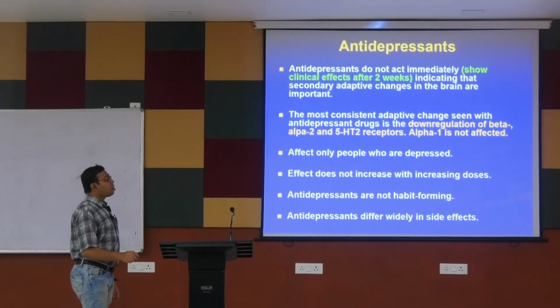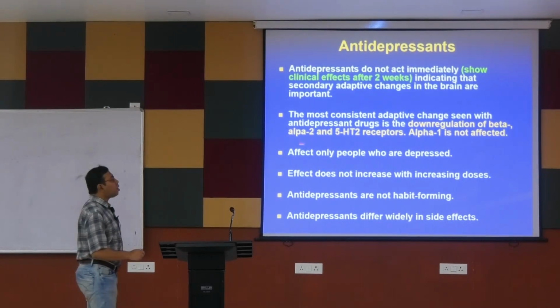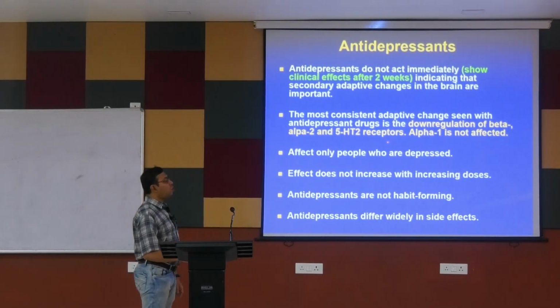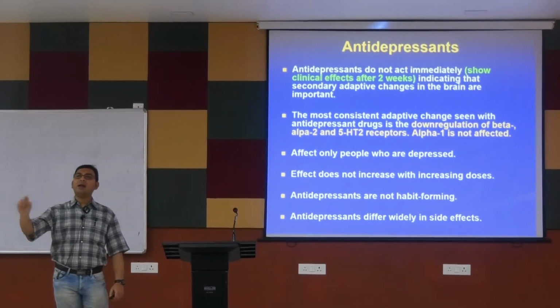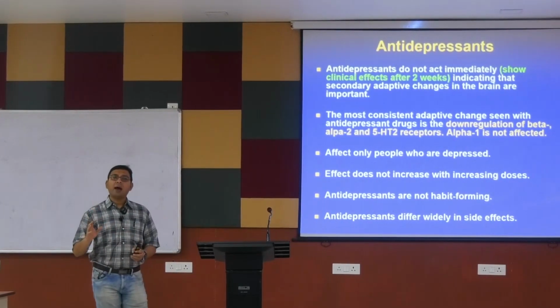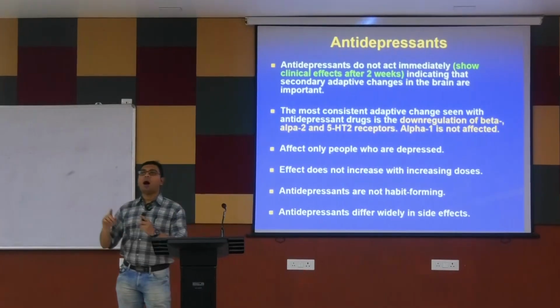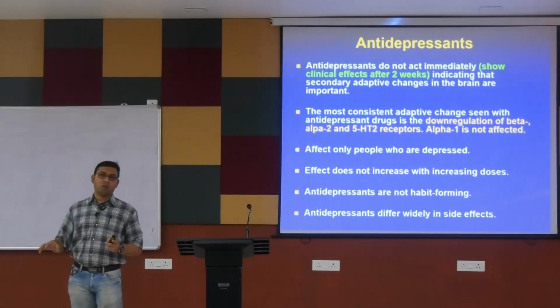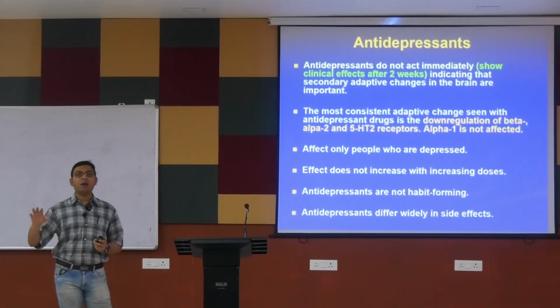The most consistent adaptive change seen with antidepressant drugs is the down regulation of beta, alpha 2 and 5-HT2 receptors. Alpha 1 is not affected. When we give antidepressant drugs continuously, they do not act only on norepinephrine or serotonin receptors; they have effects on other receptors also. So there may be down regulation and up regulation of different other receptors.